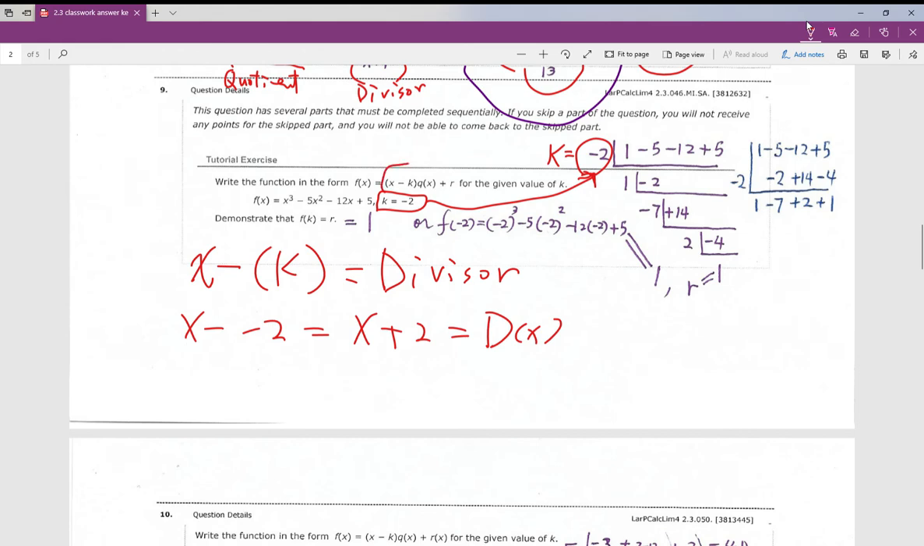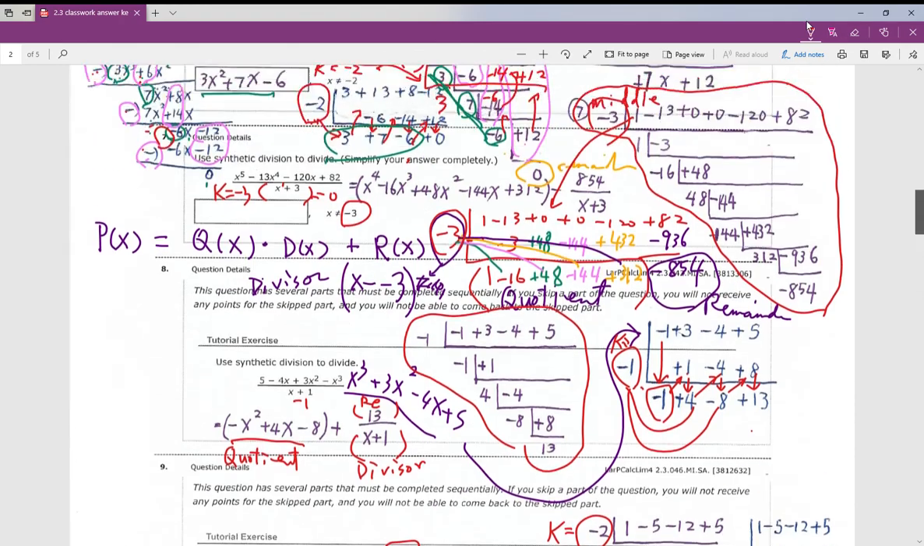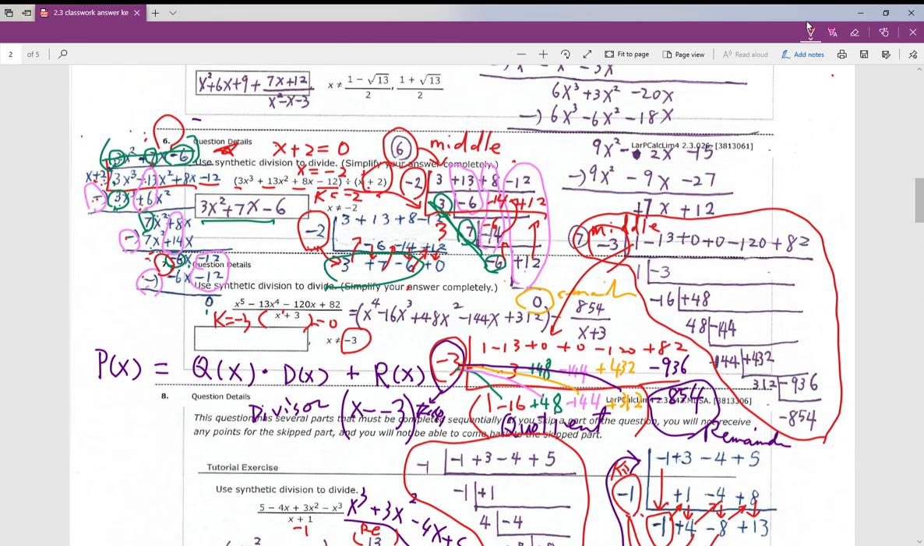So this x minus K is the divisor. Now remember earlier I asked you to memorize a polynomial. If you divide by a divisor, then you can write it as divisor multiplied with quotient, plus the remainder.